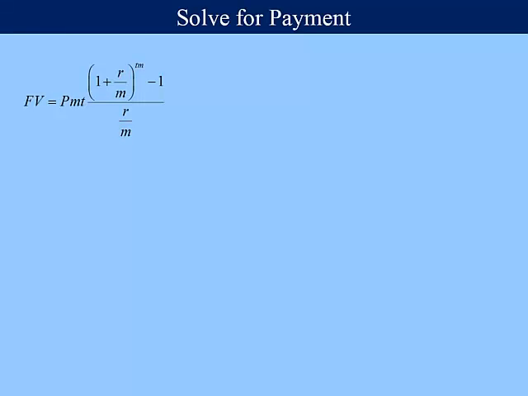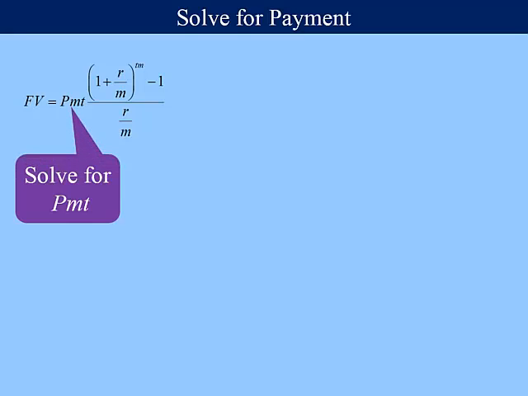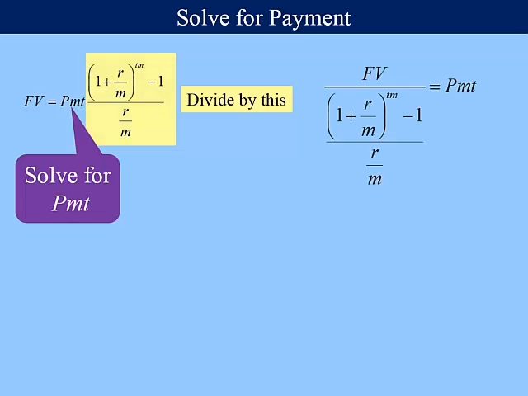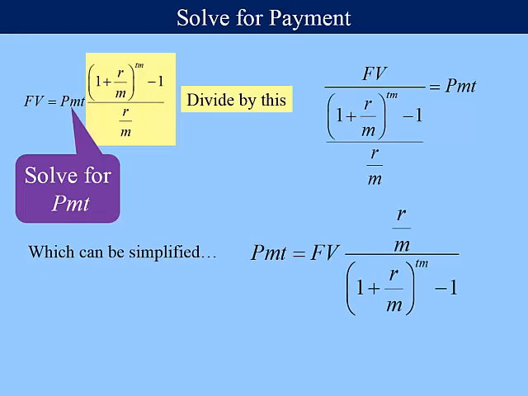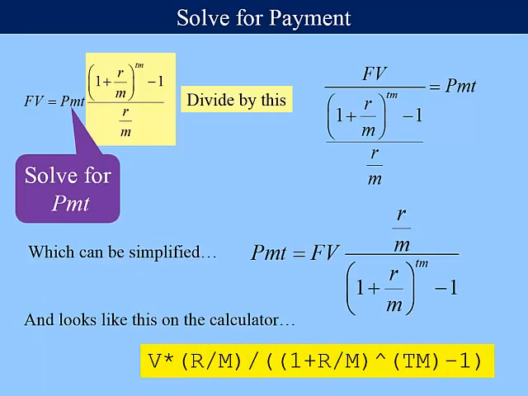Here, however, we want to solve for the payment, and since the payment is multiplied by all of that, we need to divide both sides by that. And this is what it would look like, a mixture of a lot of fractions. We can simplify that sum just by taking the bottom, inverting it and multiplying, and it looks like this. Now, to enter this into the calculator, it would look like this with the correct parentheses and using V for the FV. Now I'll go through this on the calculator with you.